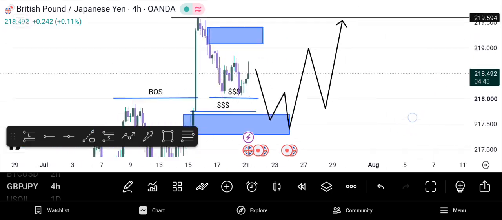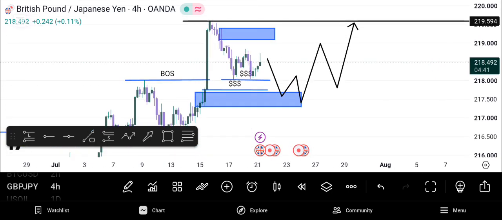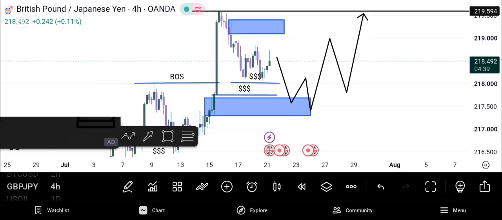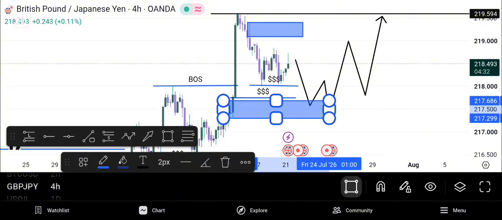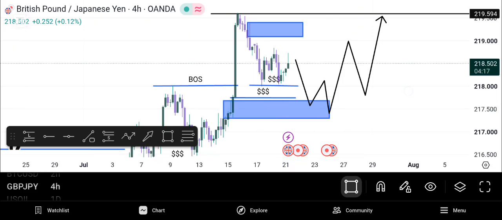This is my analysis. Let me zoom it. You can look at the price levels, right? This is my analysis on GBPJPY. I'll be looking for confirmation between 217.686 and 217.299, and I'll be looking to trade the market right up to 219.594. So this is my analysis.